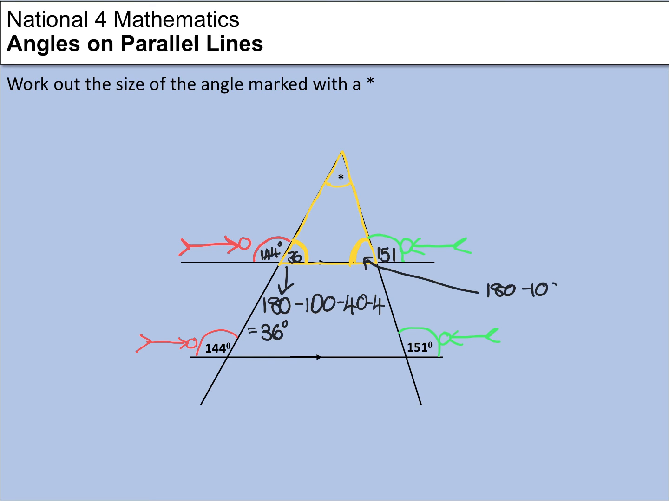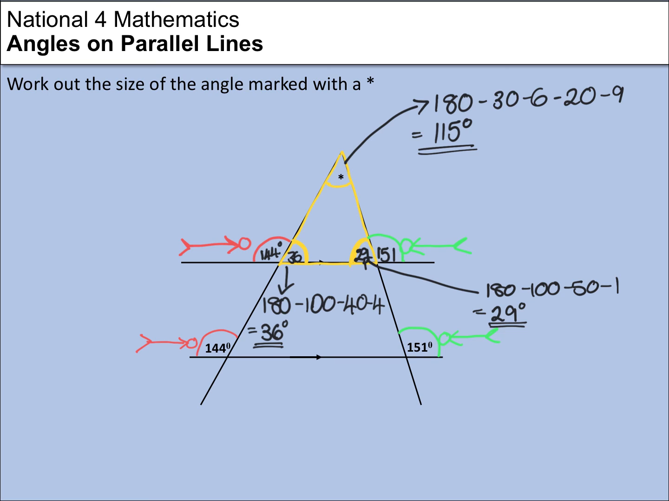180, take away 151, and that's 29 degrees. Okay, again, your teacher might let you use a calculator, which will make things a bit quicker for you. Now that I've got those two angles at the bottom of the triangle, I can get that one at the top. So angles on a straight line add up to 180, but angles in a triangle also add up to 180. So start with 180, subtract the 36, and subtract the 29. And this gives us an angle of 115.